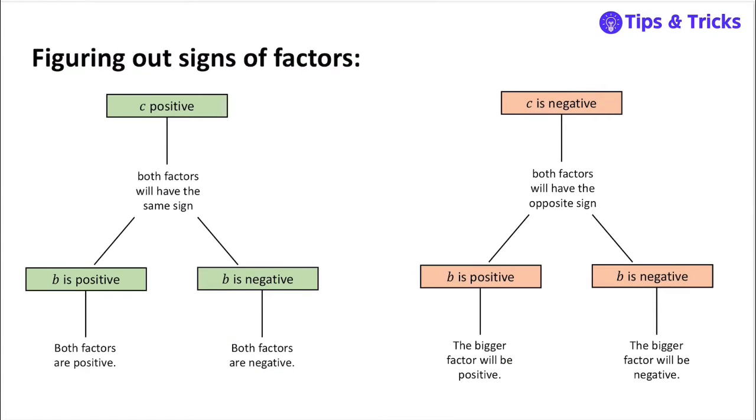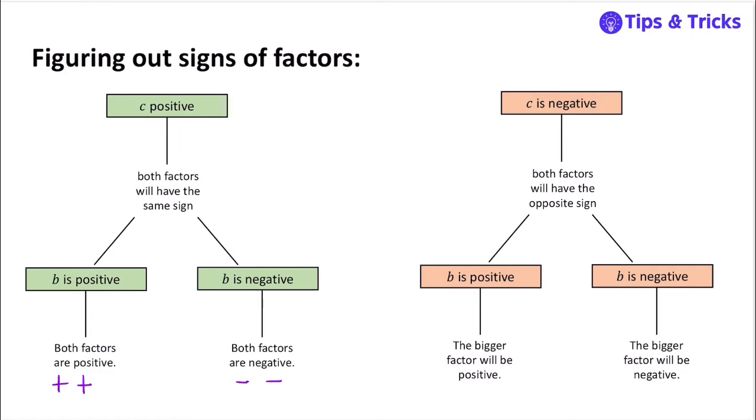Figuring out the signs of the factors is going to be very important. So I've created this flow chart here that will hopefully help you out with that process. It's all going to depend on the sign of C and the sign of B. If C is positive, both our factors will have the same sign, so they'll either both be positive or both be negative. So if B is positive, both factors will be positive, and if B is negative, both factors will be negative.